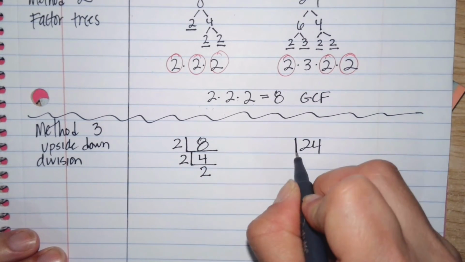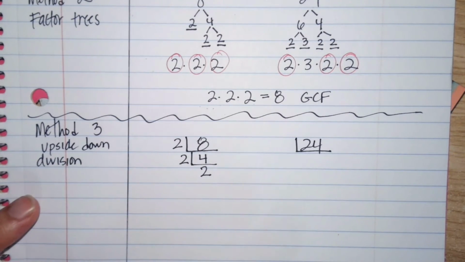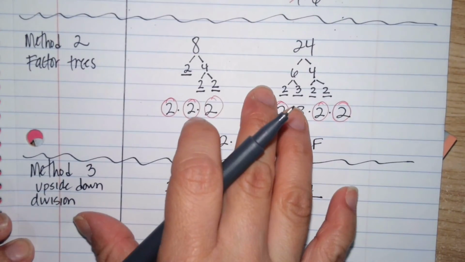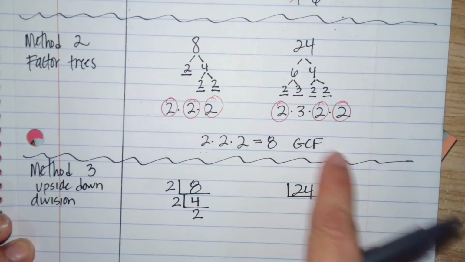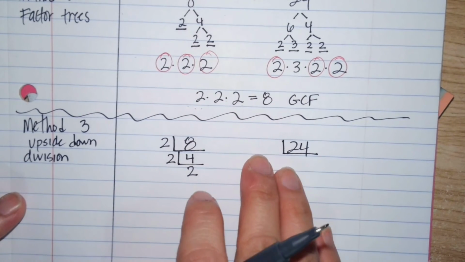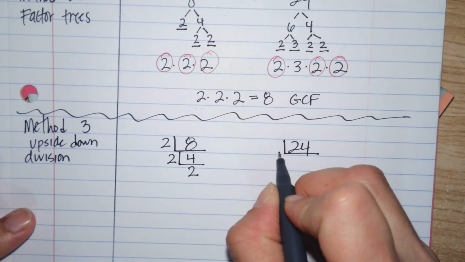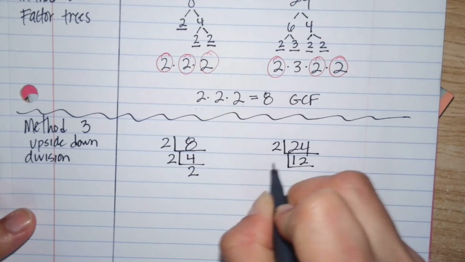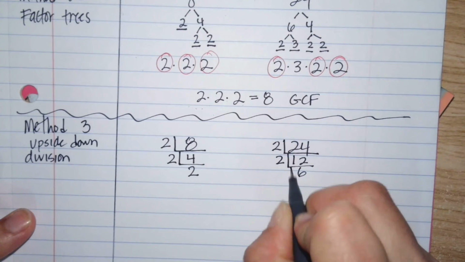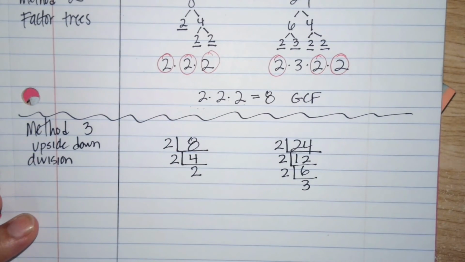Now I'm going to do the same thing for 24, but I can only use prime numbers. So that's the difference between upside down division and factor trees. Factor trees, if you notice, I could just use any 2 factors and then break down my trees. Here I am forced to use only prime numbers to divide. So I can divide by 2 here, leaving me with a 12. I can divide again by 2, leaving me with a 6. Divide by 2 again, leaving me with a 3, and I cannot divide 3 anymore.